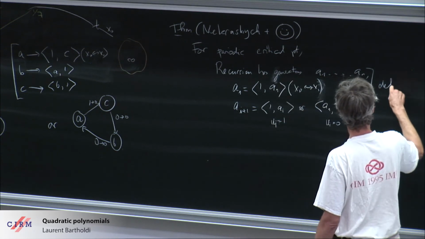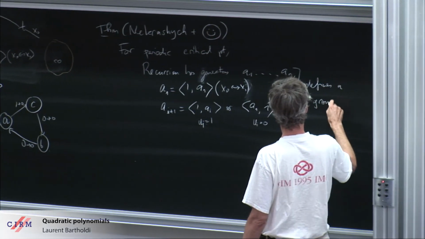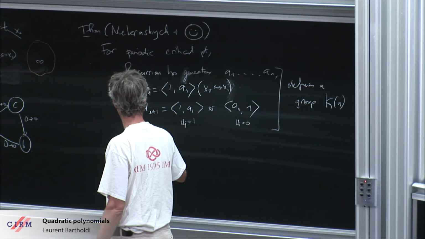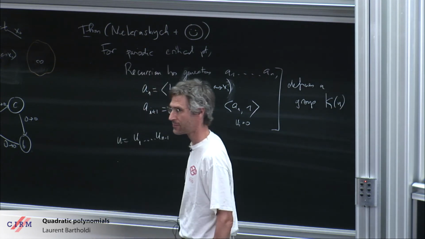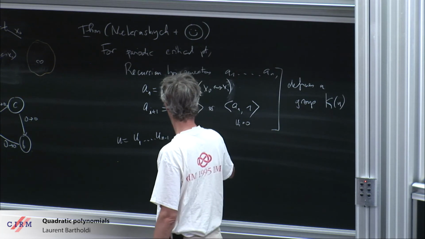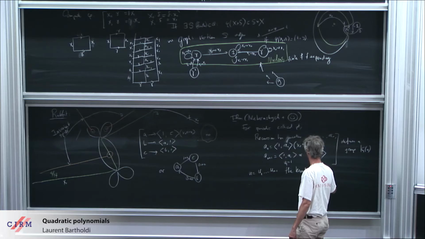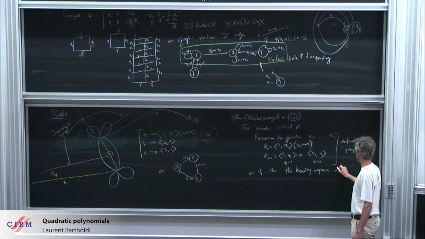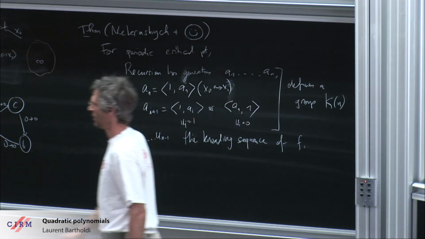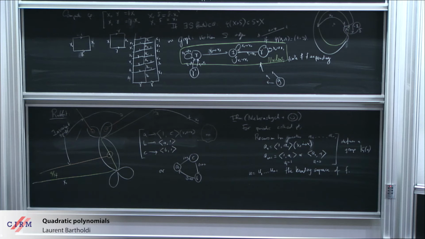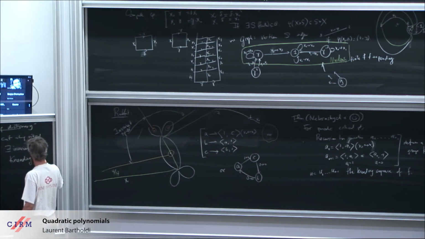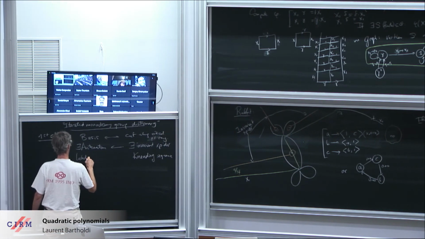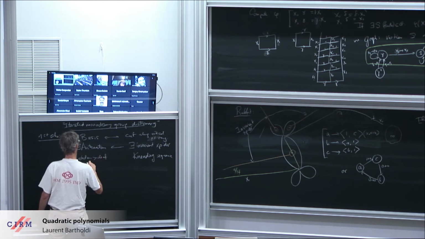So this defines a group K of U. And U is the sequence U1 up to U n minus 1, the kneading sequence, and then this is label on cycle.